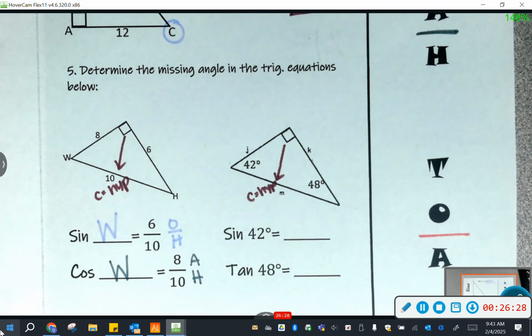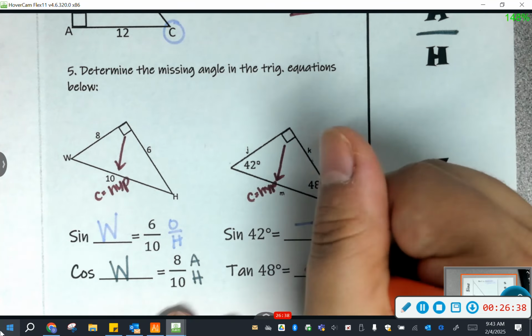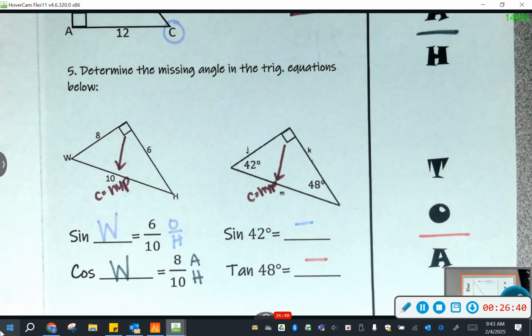I want you to do these next two on your own. You are giving me a letter over a letter. A letter over a letter. Yeah, like your answer should be something over something.